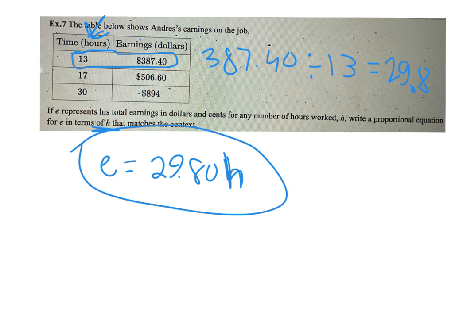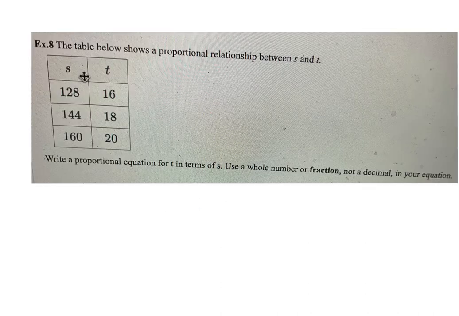All right, just to clarify, earnings E is on the right side. That's why we put that by itself. And then on the other side, you got your COP. Variable on the left side was H, and that's why it's there.